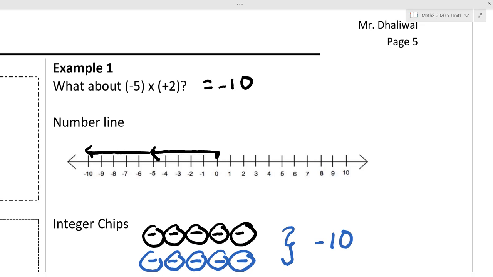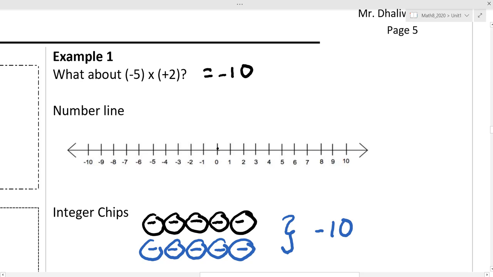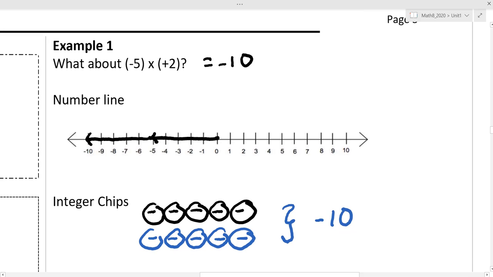Okay. 5 times negative 2. What we did, just a recap, is we drew the first number, negative 5, and we're saying we have two groups of these, so you draw this line twice. So it goes to negative 10. That's how to do it on a number line. Now, which one are you on? This is example 1, top one on the right-hand side.